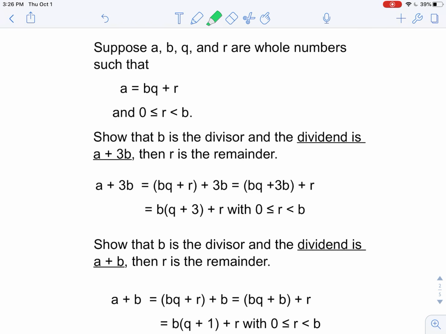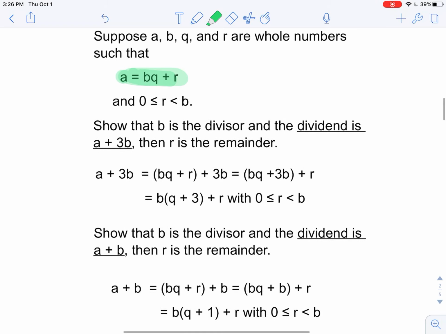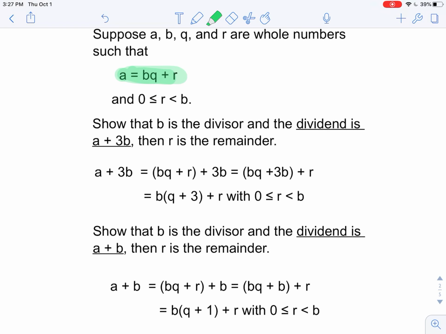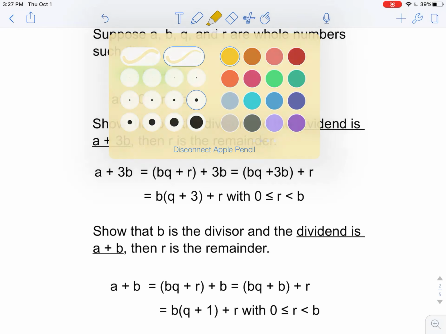See, we got kind of wonky here in a hurry, didn't we? So consider, suppose a, b, q, and r are whole numbers such that a equals bq plus r. And again, we've got that r is something less than b, but it's greater than or equal to 0. So we can show that b is the divisor, and the dividend is a plus 3b, and then I'll have r as the remainder. And here's how that's going to work.